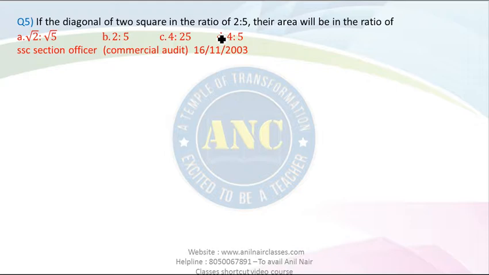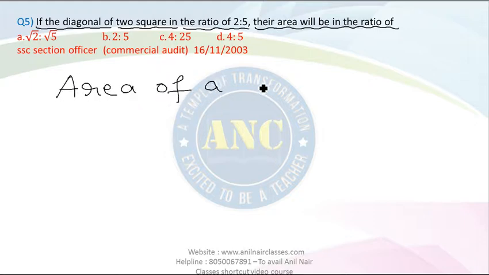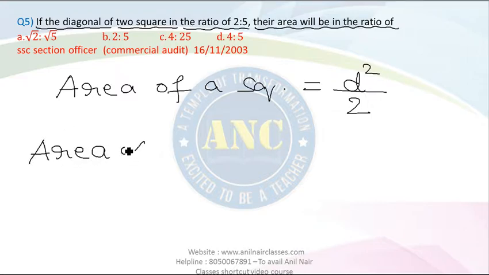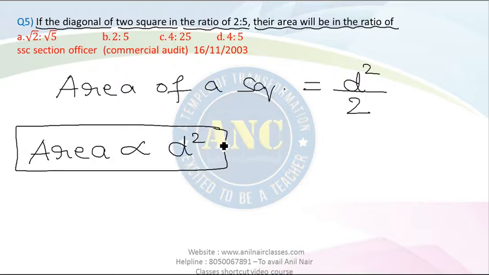Next question, sir. If the diagonals of two squares are in the ratio 2:5, their areas will be in the ratio of what? Now see here, sir. Can I say that the area of a square is nothing but diagonal squared divided by 2? That means area is directly proportional to the square of the diagonal. This is something we need to understand.